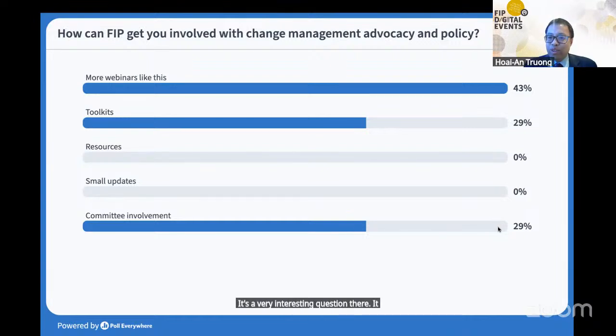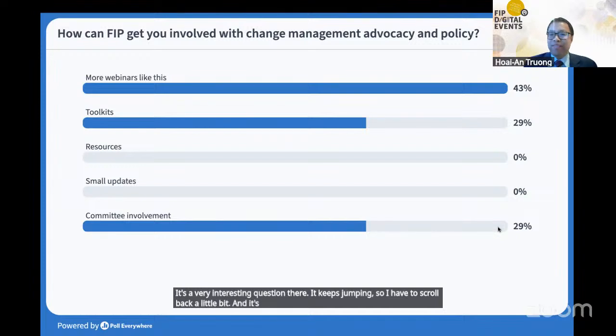It keeps jumping, so I have to scroll back a little bit, and it's still jumping. People type actively in the chat box, which is great.